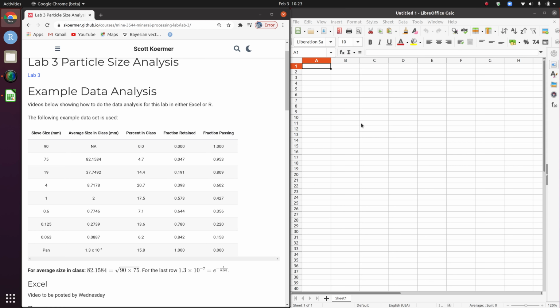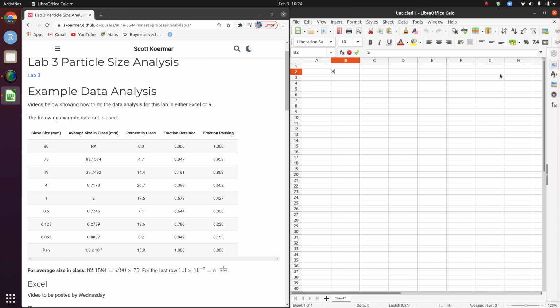Hi everyone. This is another video on the data analysis for Lab 3, particle size analysis. We'll be going over how to do the data analysis on this example data set. Alright, I'm also going to go over how to calculate this fraction retained and fraction passing in Excel. Let's start out by inputting the data.